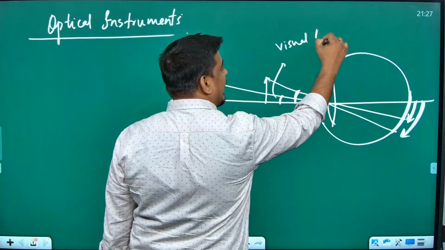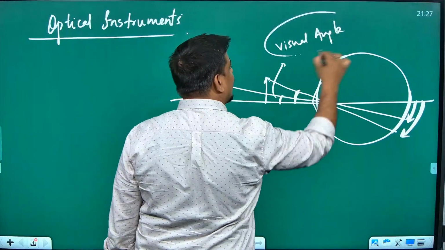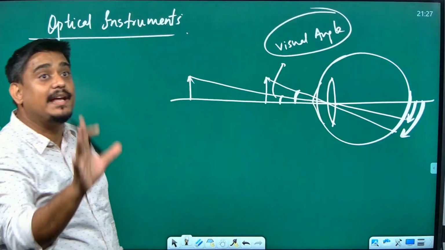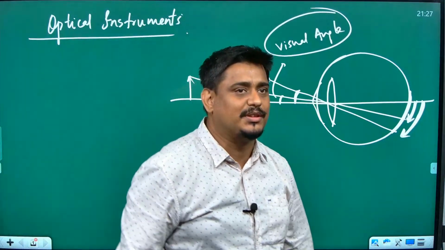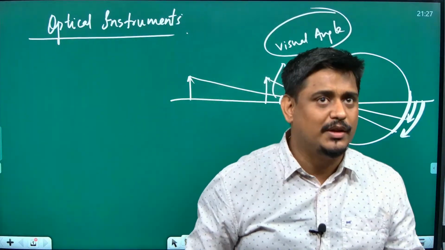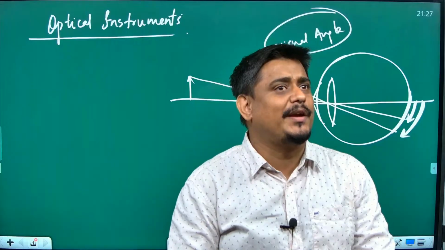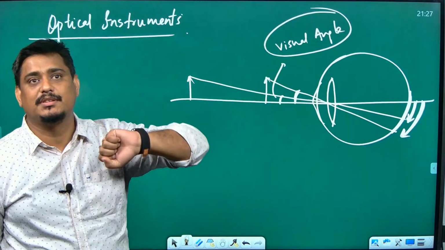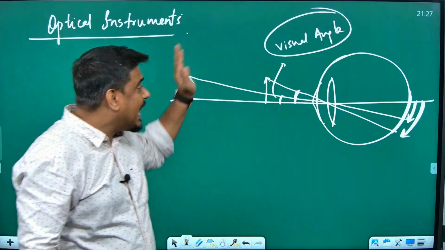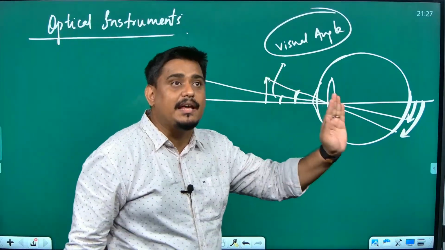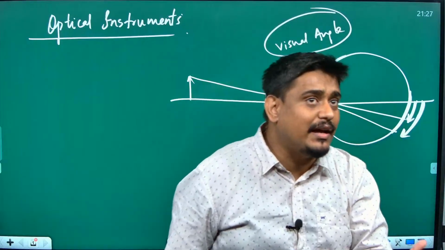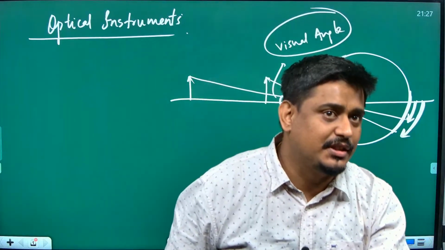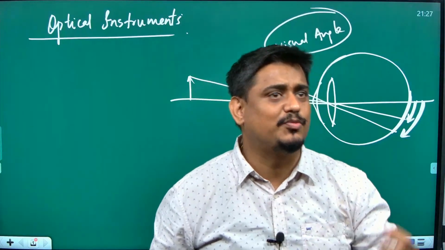Visual angle. Without knowing visual angle, you cannot even think about understanding what an optical instrument is, whether it is a microscope or telescope. The concept of microscope and telescope itself is derived from where? From the visual angle concept. And what is visual angle? It is the angle it subtends on the eye. The bigger the visual angle, the bigger the image. The smaller the visual angle, the smaller the image.